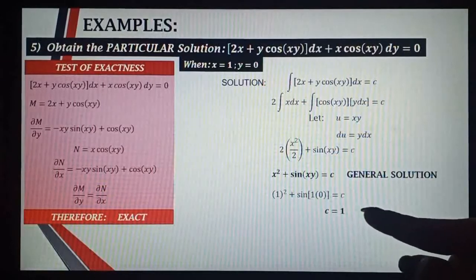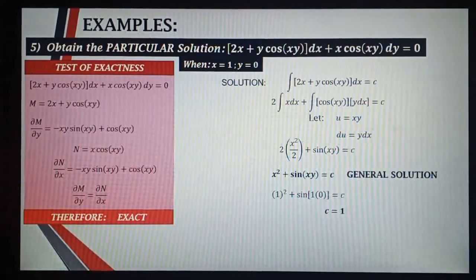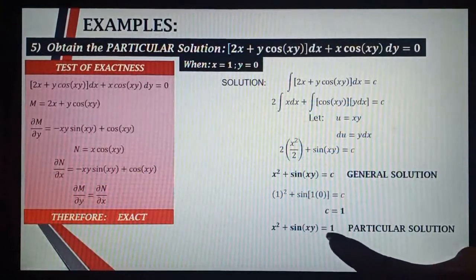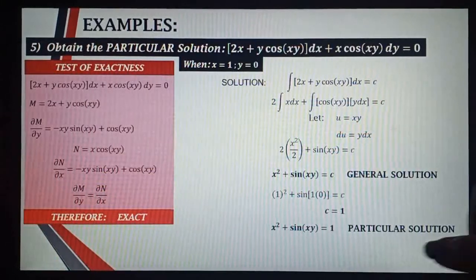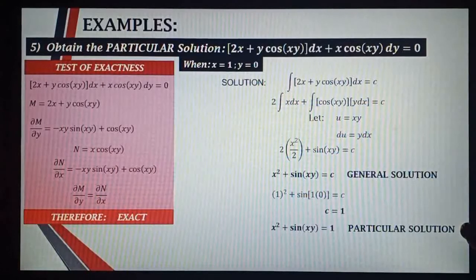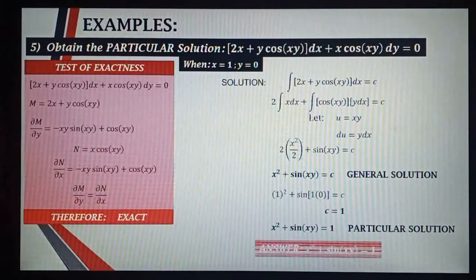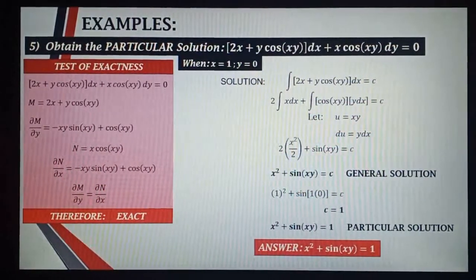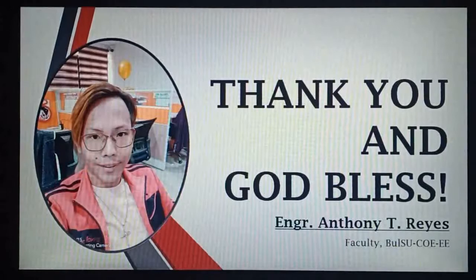So, si c is substitute natin sa general solution. So, you will have x squared plus sine of xy equated to 1. Since wala nang presence ni arbitrary constant c, now this is your particular solution. So, if this is your particular solution, this is considered to be your final answer, which is x squared plus sine of xy equated to 1. Okay.